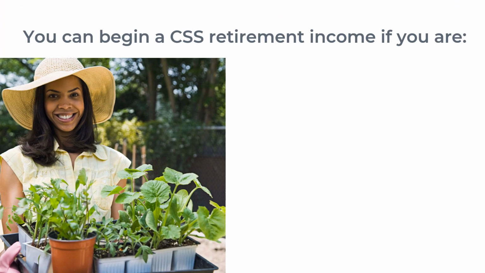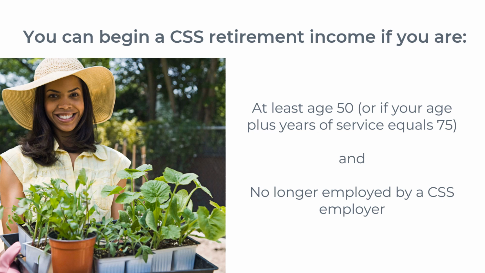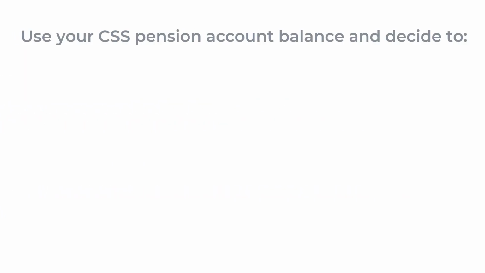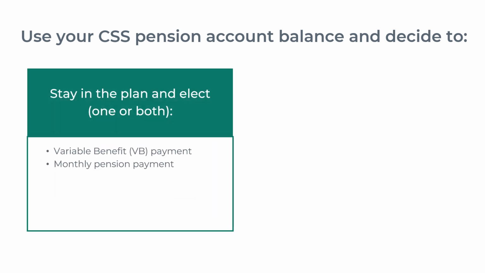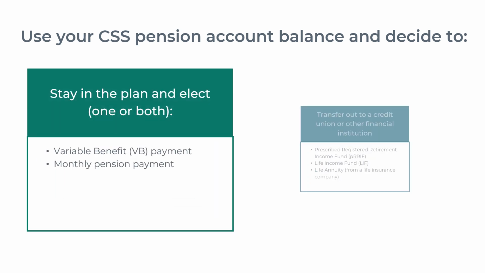In order to start your CSS retirement income, you must be at least age 50, possibly earlier if your age plus years of service equals 75, and you have terminated and are no longer employed by a CSS employer. At retirement, all of your CSS funds, locked or unlocked, are available to start a monthly pension payment.